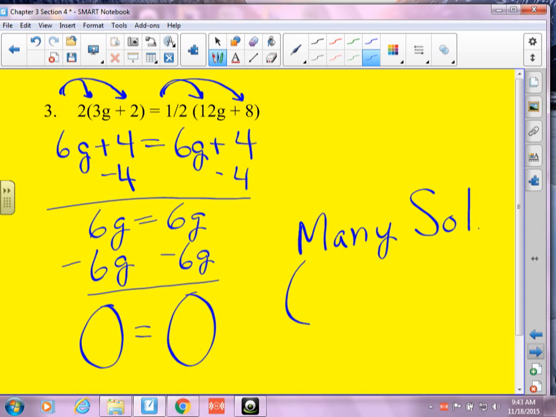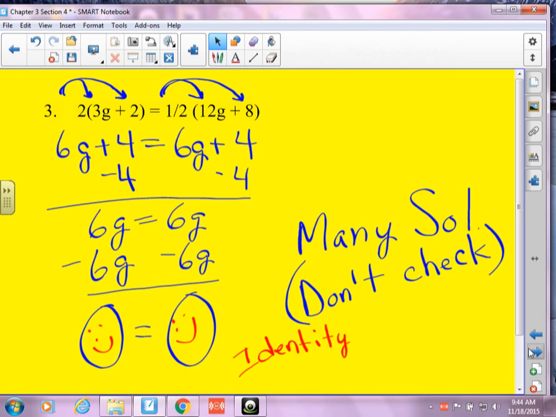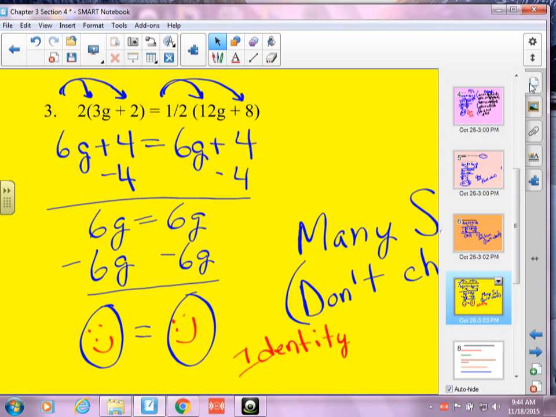So we're not going to check. Don't check, because there's no point to it. There's many solutions. Now, I'm going to tell you right now, you see how it's like a mirror? See that? This is called the identity. So I tell kids, if you draw your smiley face, like you identify yourself in the mirror, think of it as the identity. It's easier to remember. Okay. All right.